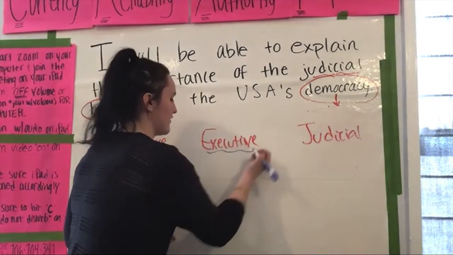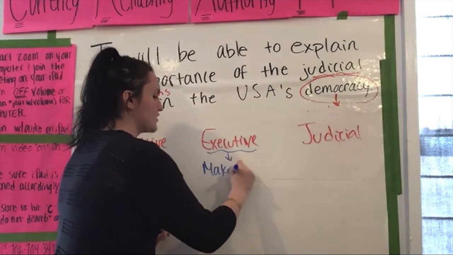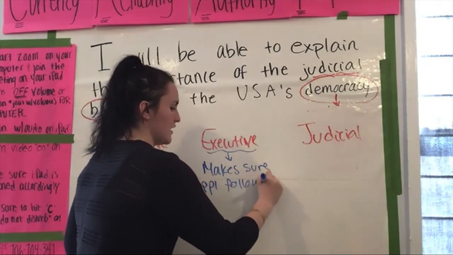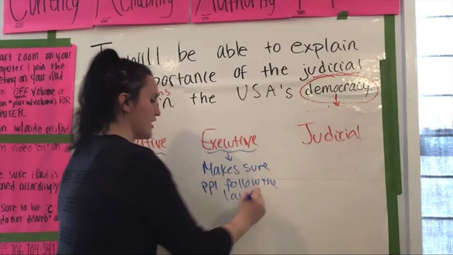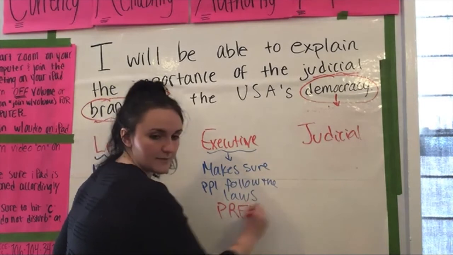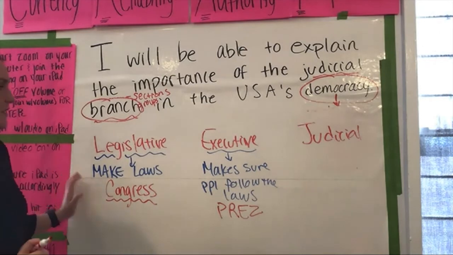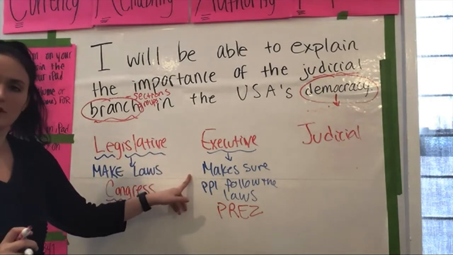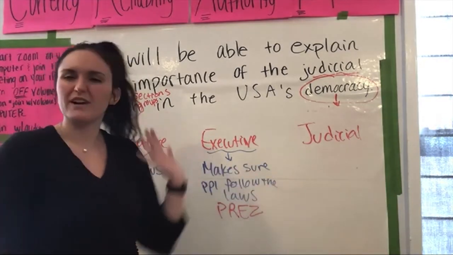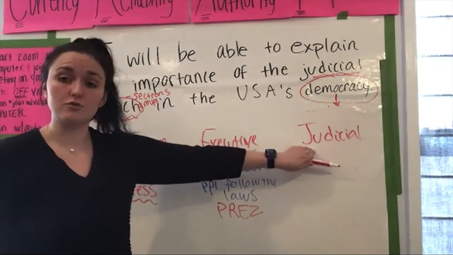Now to the executive. The executive branch makes sure people follow the laws. The person in charge of the executive branch is the president. So now we've got one branch making laws, another branch making sure people follow the laws. Sometimes people get confused by the judicial branch because they're like, well, what else is there to do? That's why we're going to start off today by focusing on the judicial branch.